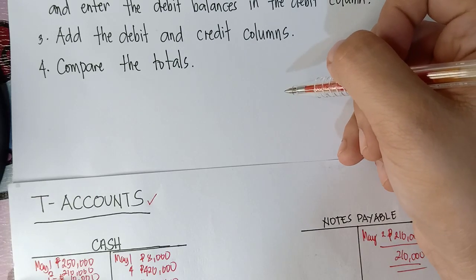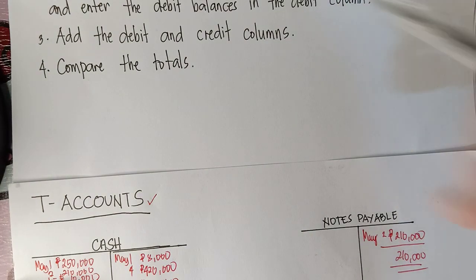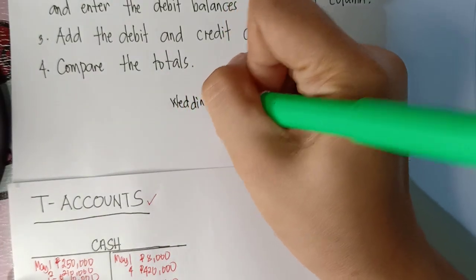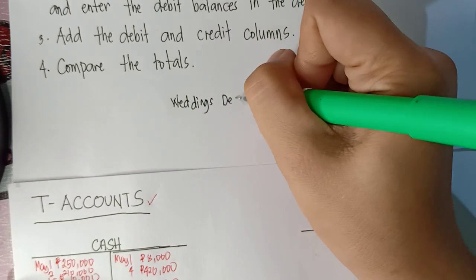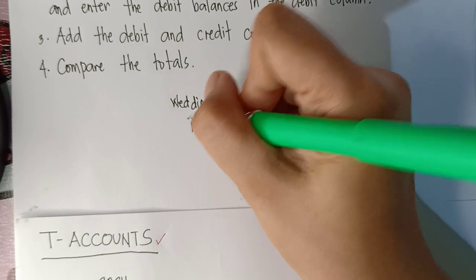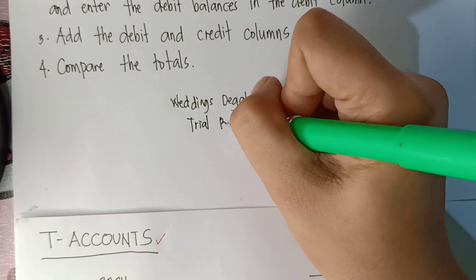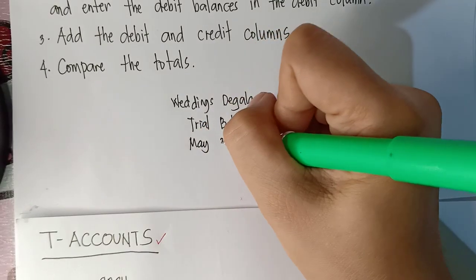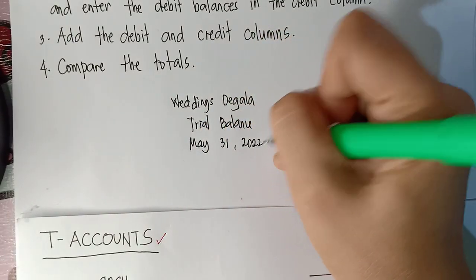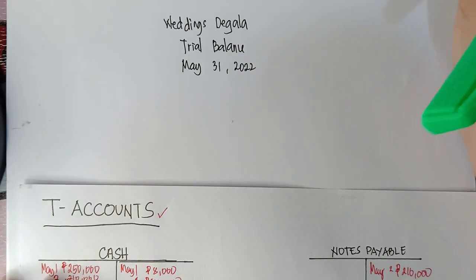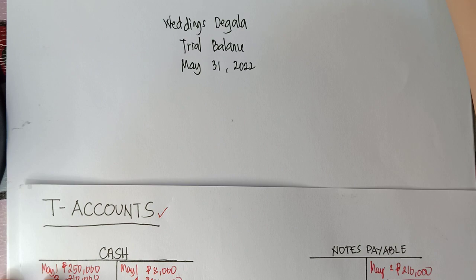It is the Wedding de Gala trial balance. Then what is the date? It is May 31, 2022. Don't forget to visit our last video because it is the continuation of our steps in the accounting cycle.